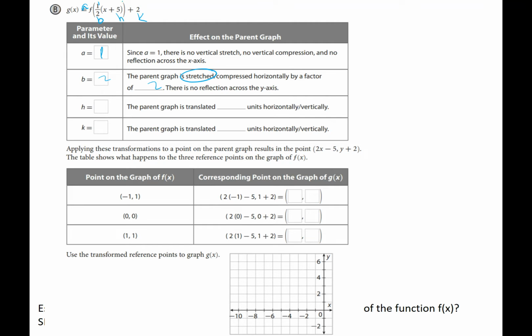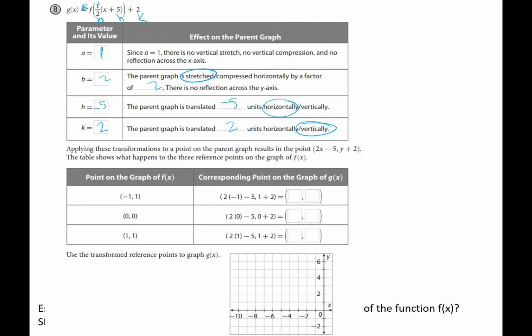The H value, remember when we come in or out of parentheses, we switch the sign, so it's got to be negative 5. So the parent graph is translated negative 5, and in an x direction it would be horizontally. And then the K value is positive 2, because we keep the sign. The parent graph is translated 2 units, and K deals with y, so it's a vertical translation.